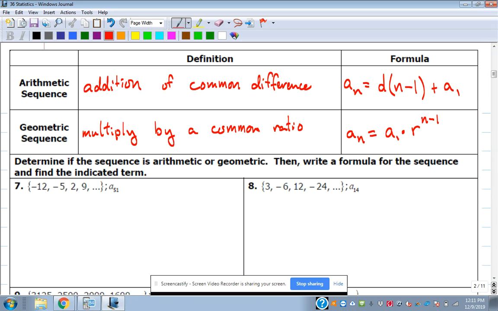But if we can memorize those formulas there and know when they're used, that can help us in being able to find a certain term in a sequence, which is what this next little set of problems is talking about.